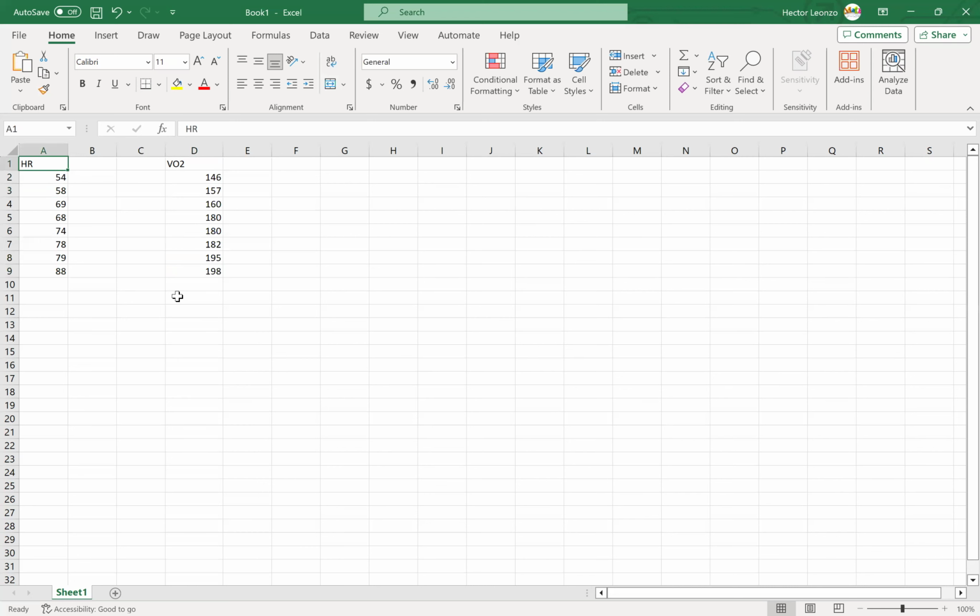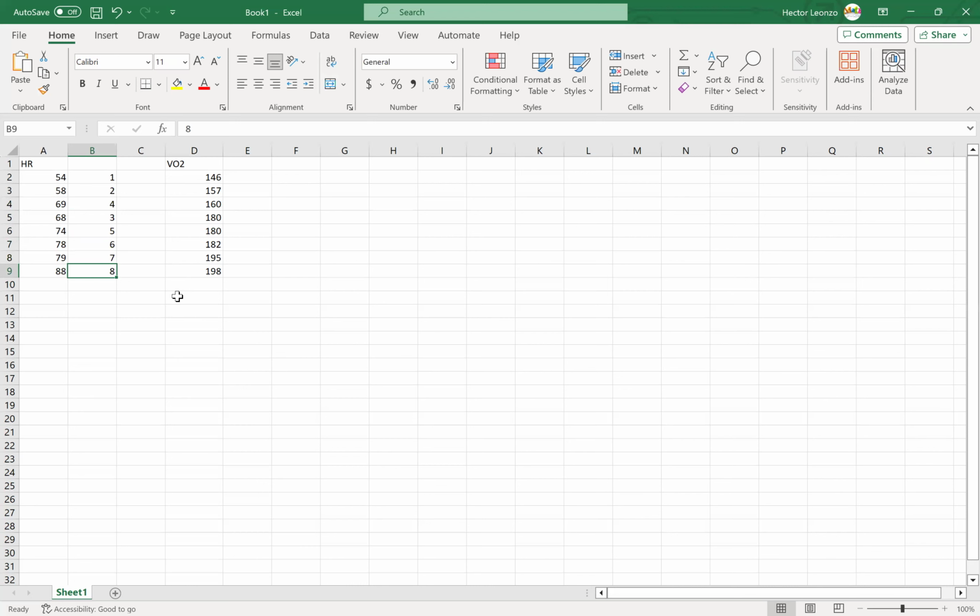So looking at just the HRs, there are 8 numbers, and I'm going to rank them. 1 is the smallest, 8 is the biggest. So which one's the smallest number? 54. So I'm going to call that 1. Then we go to 58. That's going to be number 2. Then we go to the 60s. 68 is my number 3. 69 is my number 4. Then in the 70s, 74 is my 5. 78 is my 6. 79 is my 7. And 88 is my 8. So I label them from 1 to 8, 1 being the smallest and 8 being the biggest.